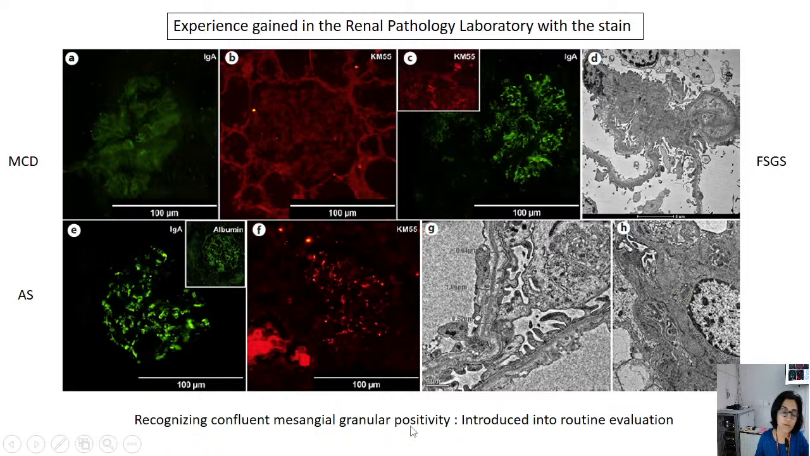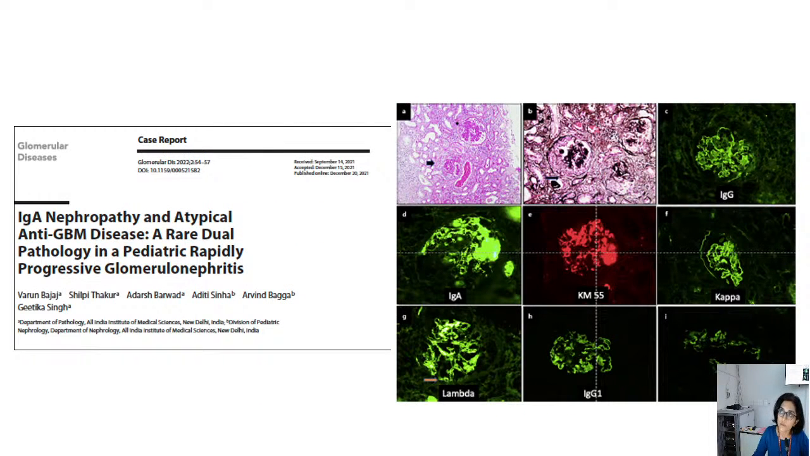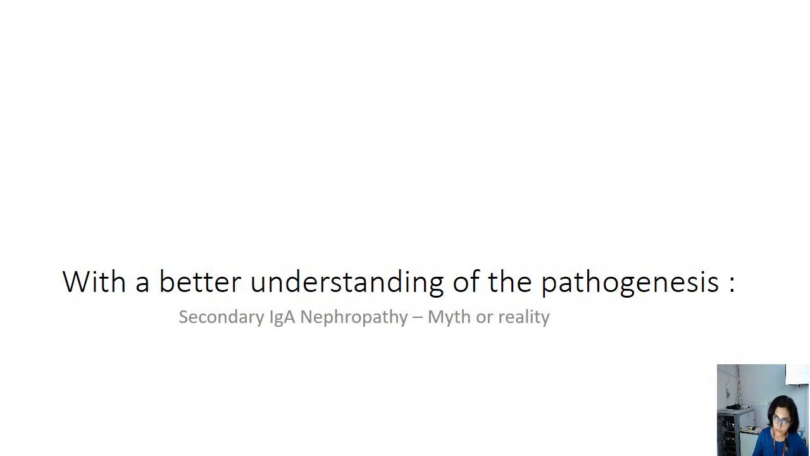So we now recognize confluent mesangial granular positivity is a requirement to interpret the stain, which has now resulted in us really picking up interesting cases and reporting them in literature. This was a pediatric patient of IgA with atypical anti-GBM disease, and you see a complicated histology, an IgA on immunofluorescence, a beautiful KM55. So we have GAL deficient IgA there. Along with that, this patient had linear IgG staining in the capillary walls, which was IgG1 dominant. So we had two diseases, and KM55 really helps us in highlighting and confirming IgA nephropathy. This stain is working very well in the lab.